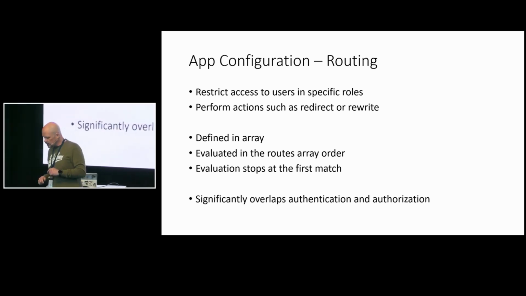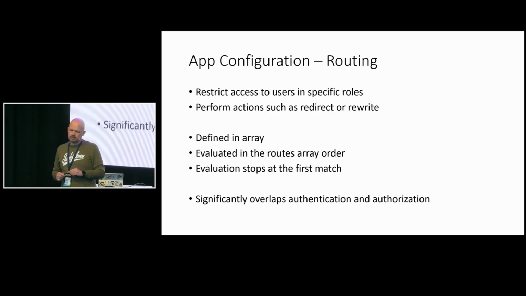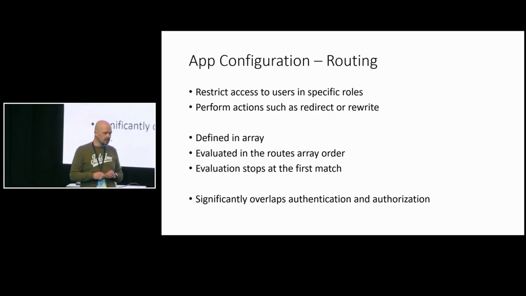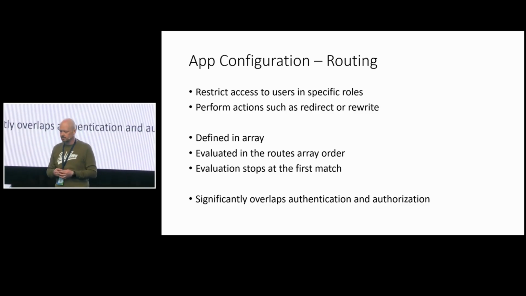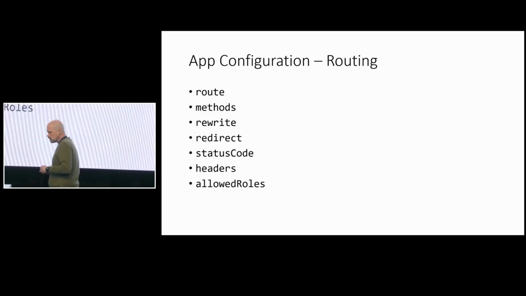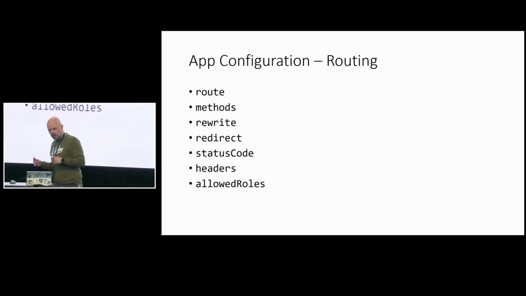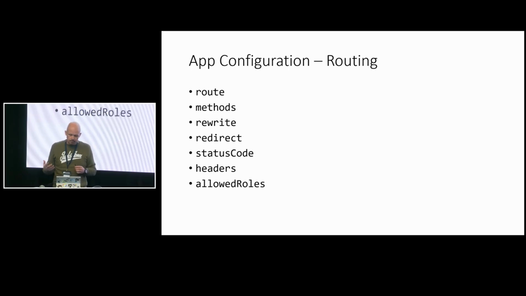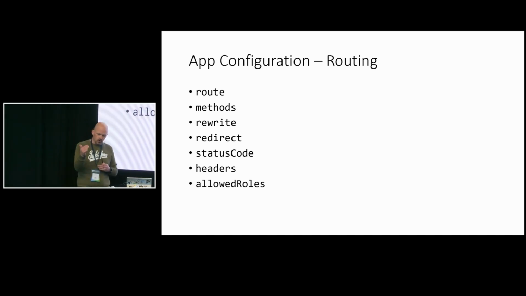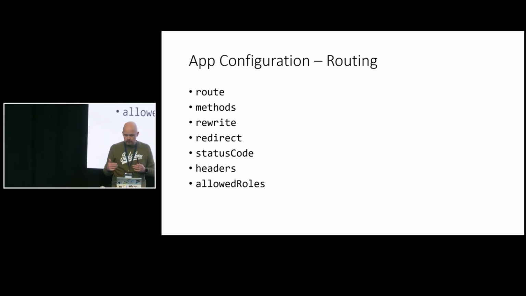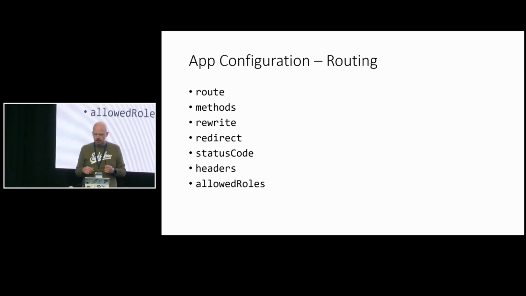It significantly overlaps with authentication and authorization, again mainly because it's really easy to configure all of that in a file. Just push the file to GitHub and see what happens. So there's a route. You can do specific things on methods. We can reroute URLs, which I will show you in a minute. We can even return specific status codes and headers. And then we have allowed roles on all of our endpoints to give access to specific roles.